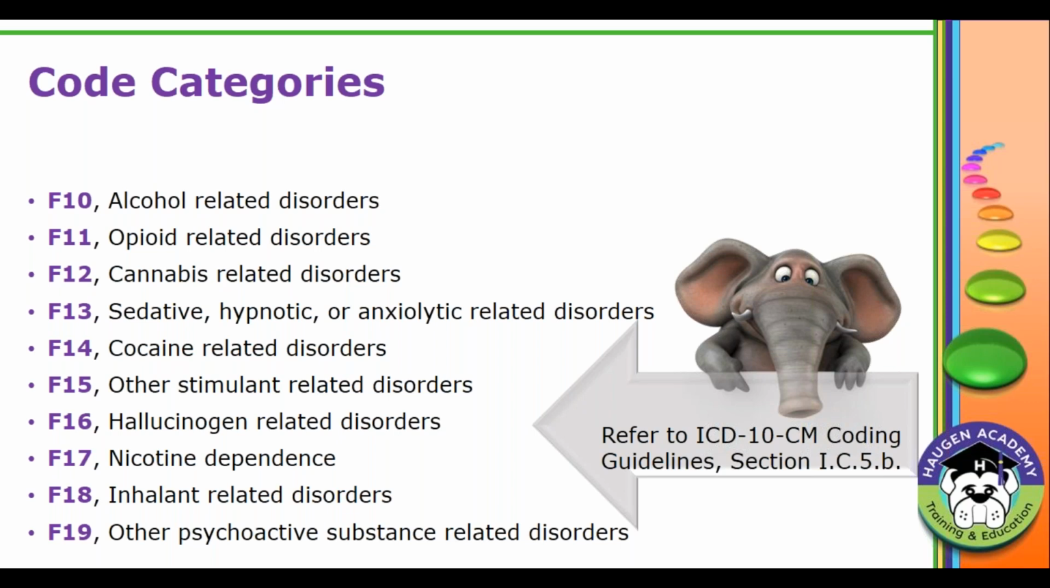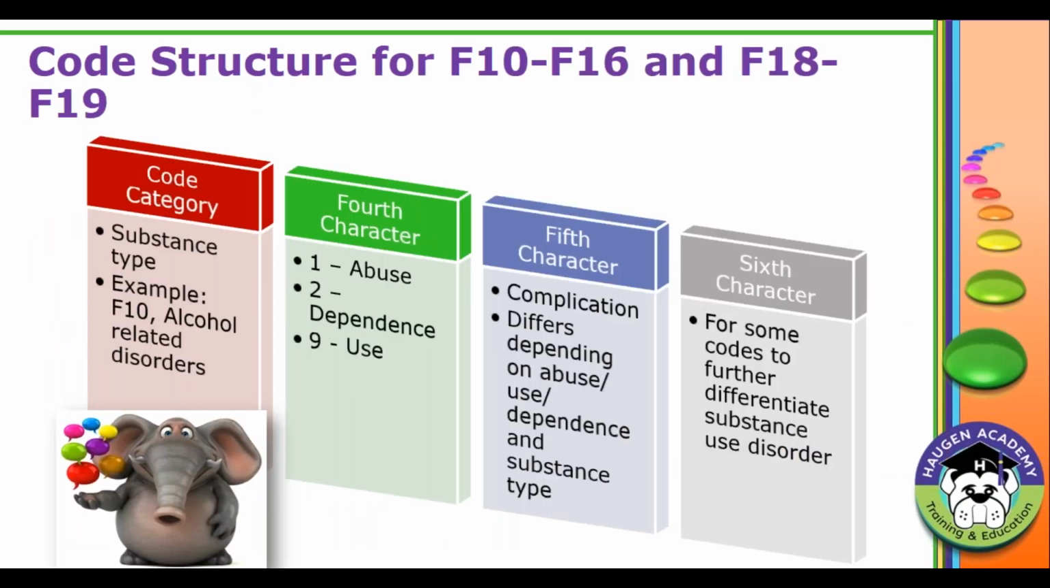But I do want to dig in a little bit to the code structure. And when I started to put together this slide, my intent was to show you how it's almost an axial structure to the codes, and it really is not. That was what I learned as I was putting this piece together. First of all, the code structure shown on this slide is just for codes F10 to F16 and F18 and 19. What is excluded from this is nicotine, and the nicotine substance use codes have a different structure than everything else.